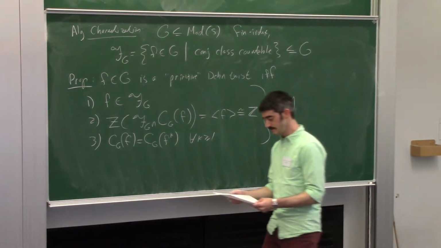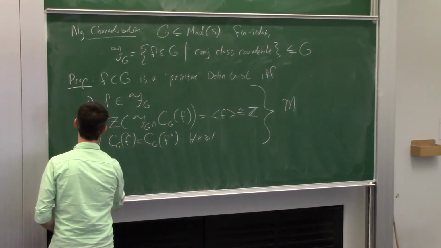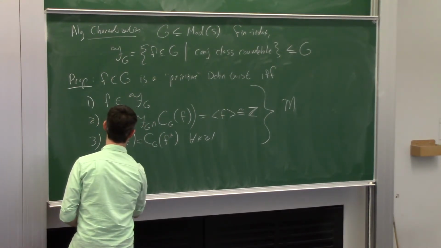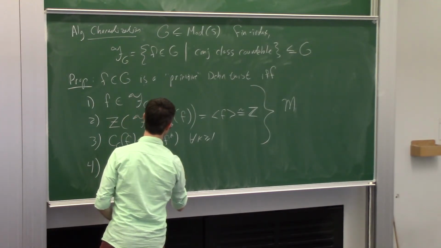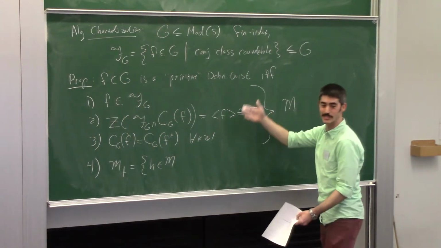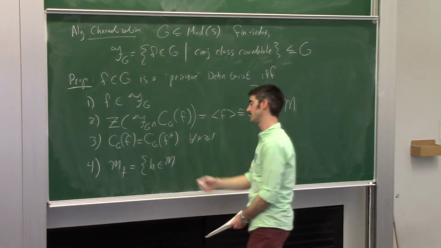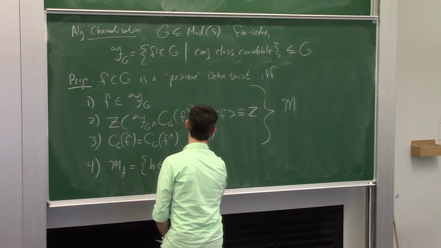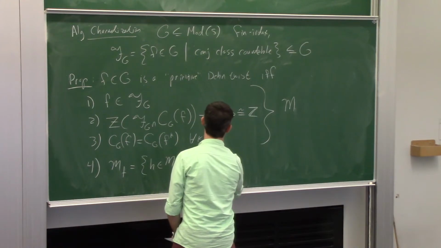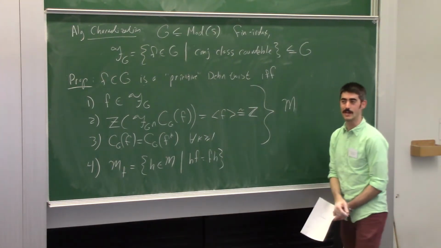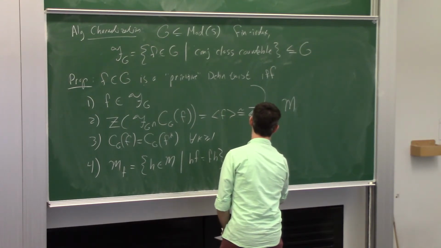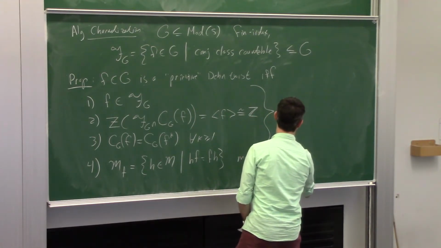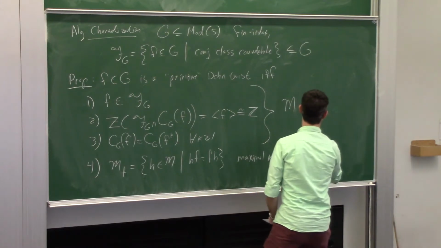So then one more condition. Now that I've done that, I can look at M sub f. I call M sub f the set of all things in M, so M is the set of things satisfying these conditions, which I can identify algebraically. So I look at the set of things in M that commute, and I want this to be maximal in the collection of all such things.